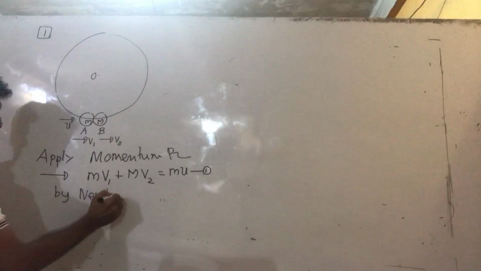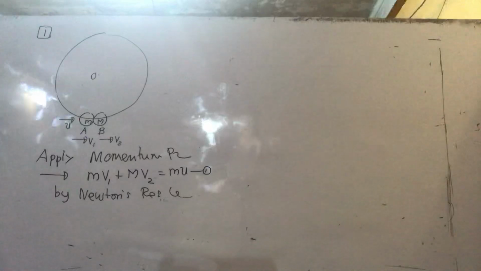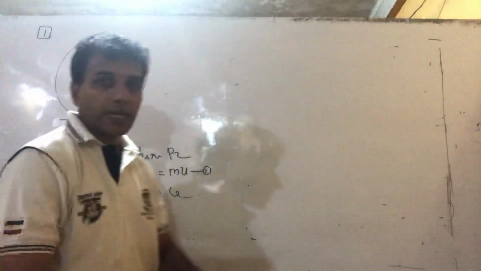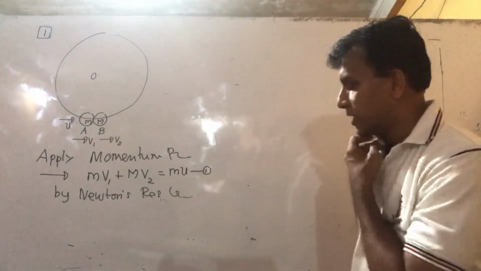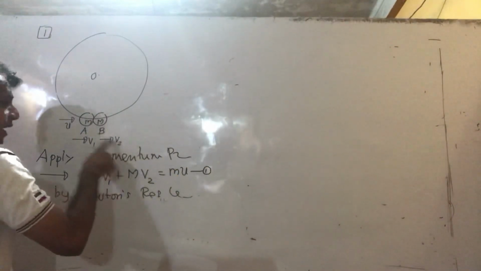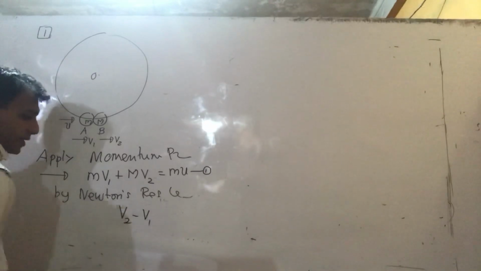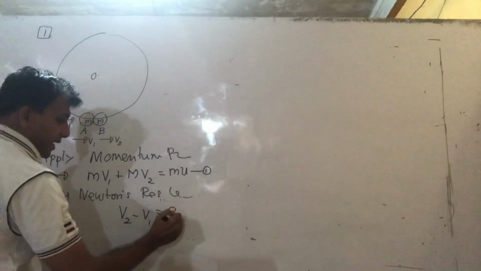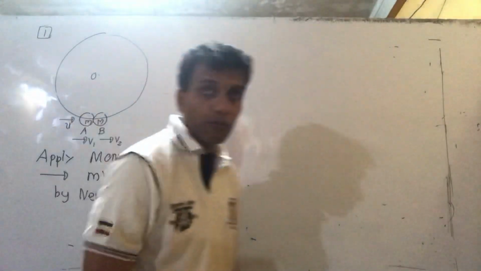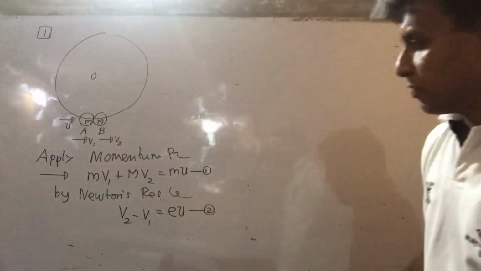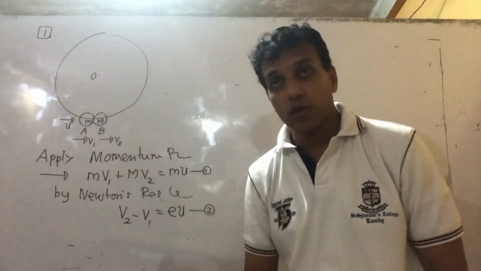Next, apply Newton's restitution law. It says the velocity of separation equals E, the coefficient, times the approaching velocity. Therefore v2 is bigger than v1, so v2 minus v1 equals E times the approach velocity u. That's all for this collision problem in applied maths. Now solve and find the velocities v1 and v2, an ordinary simultaneous equation type.